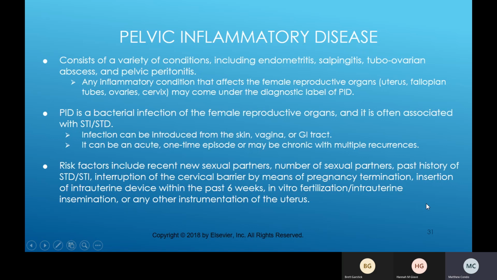Okay, there are several cases where the implantation of an IUD has caused pelvic inflammatory disease, either through bacteria that's introduced, or just irritation of the uterine wall.